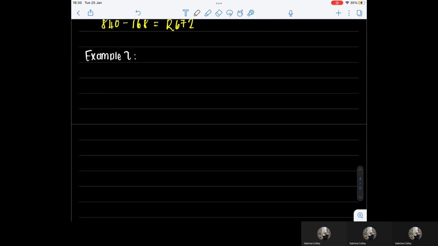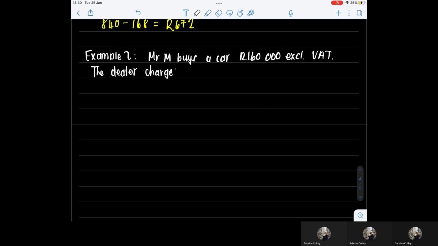Okay, example 2. Mr. M buys a car of 160,000 excluding VAT. Okay, so that's your value added tax. The dealer charges 15%, which is the VAT at the moment. How much will the car cost? So we need to add 15% of VAT to the car.